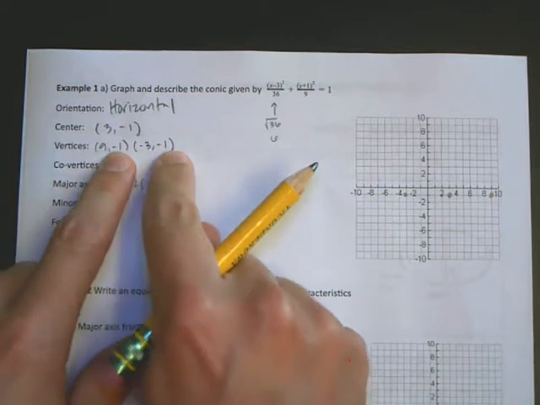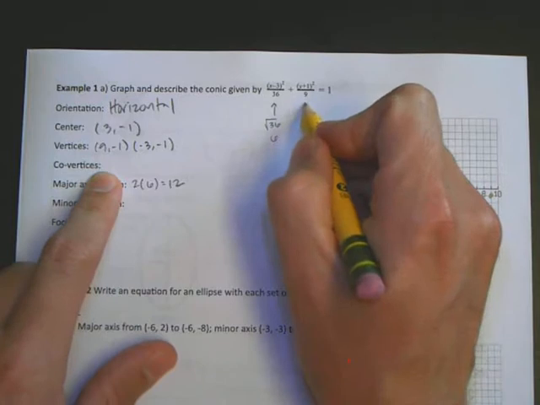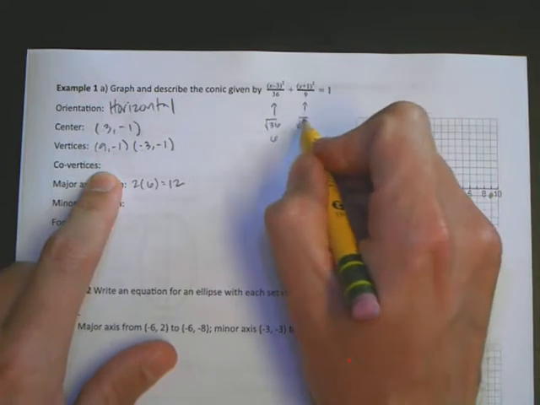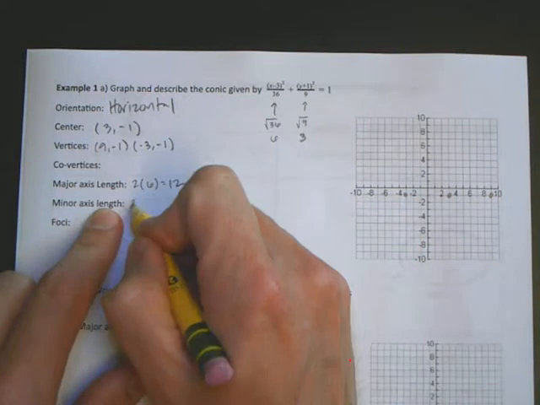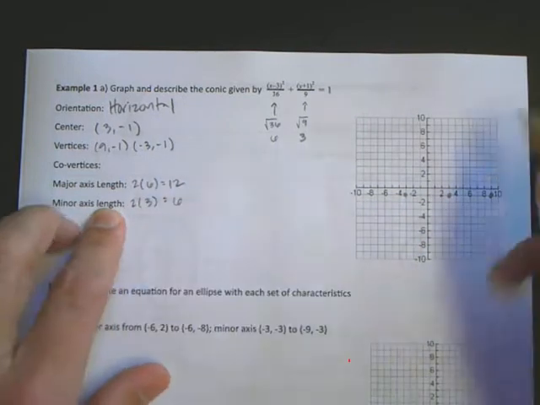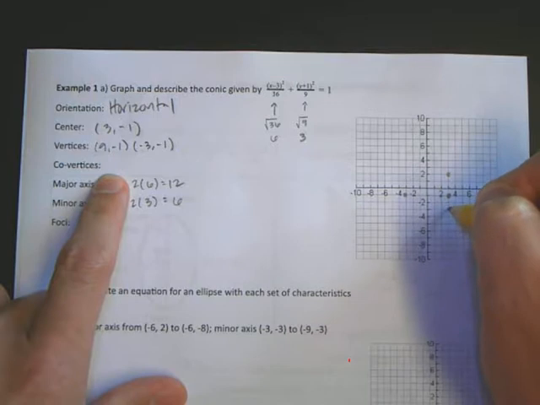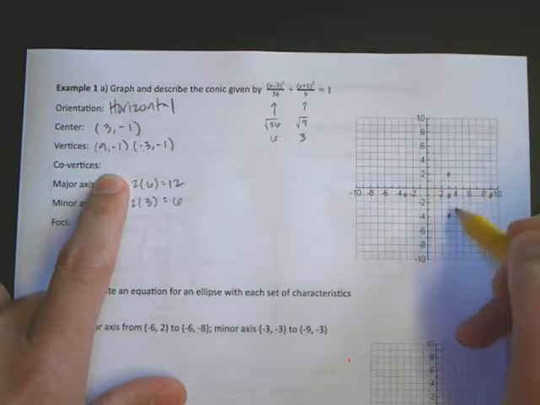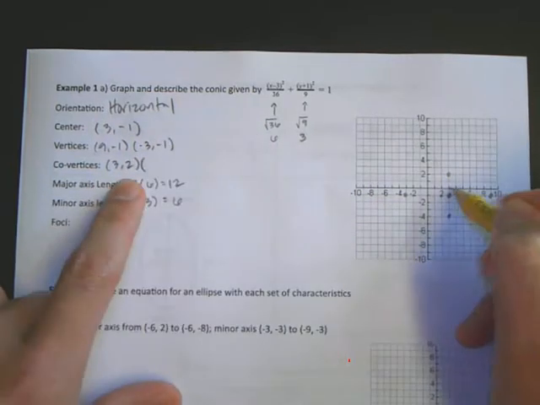Okay? All right, our co-vertices are based upon the smaller number, so we take the square root of 9 and we get 3. That is the length of half, so if we multiply that by 2, the length of our minor axis is 6. So in this case, the minor axis goes up and down, so we go 1, 2, 3 up, and 1, 2, 3 down, and there are our co-vertices. Positive 3, 2, and positive 3, negative 4.